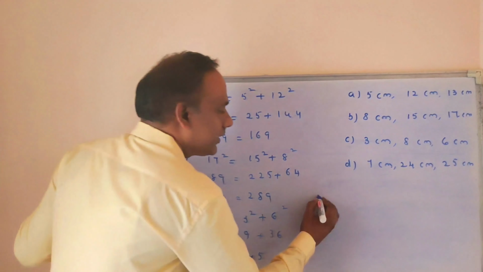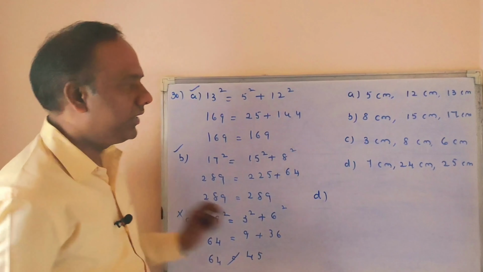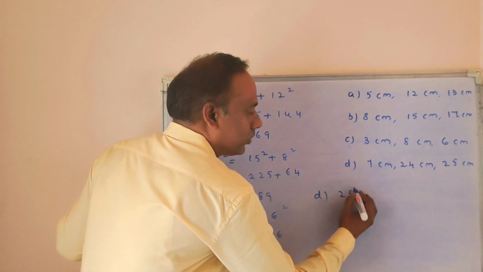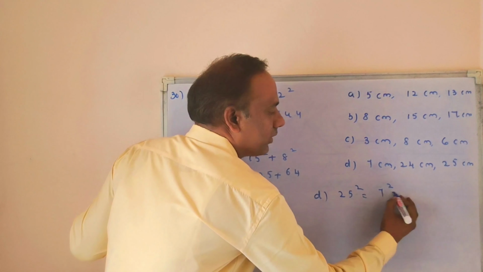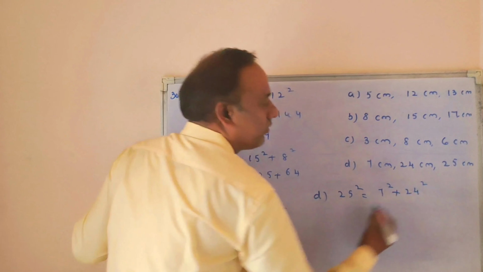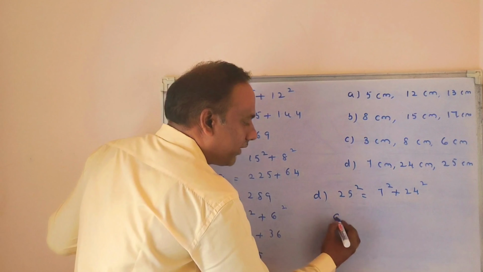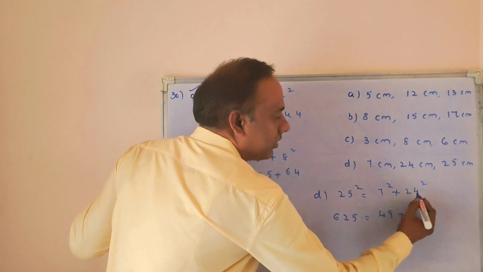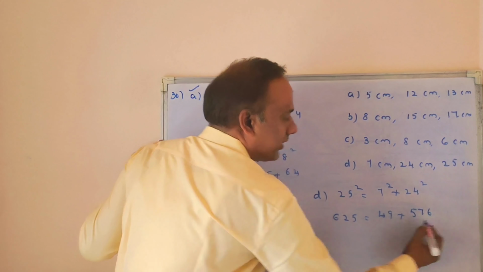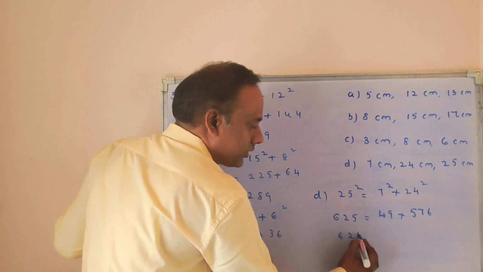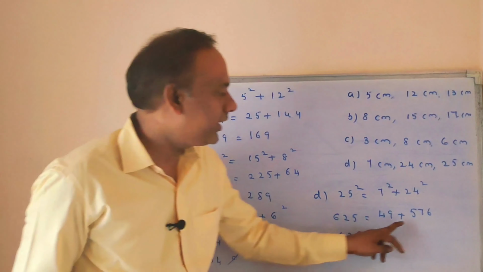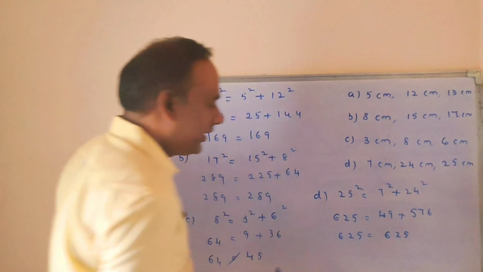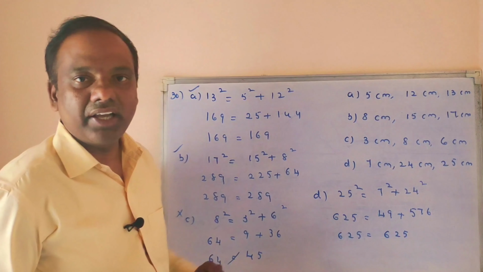Okay. Now we can check option D also. Here in option D, the longest side is 25. So 25 squared is equal to 7 squared plus 24 squared. 25 squared is 625, 7 squared is 49, 24 squared is 576. So 625 is equal to 49 plus 576, which is 625. It also satisfies the right angle triangle.